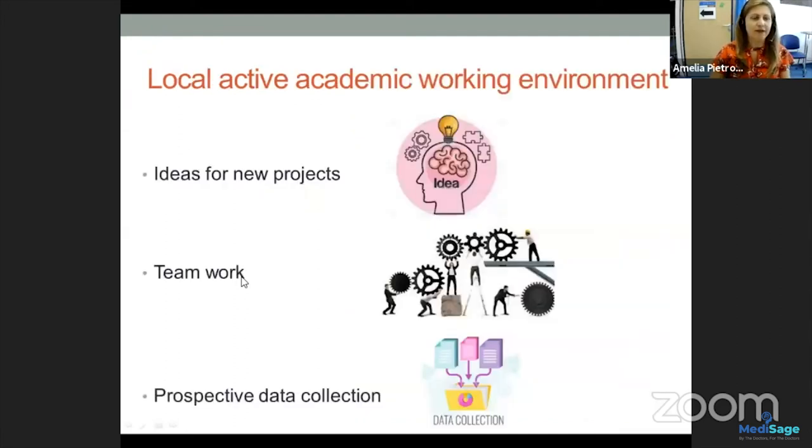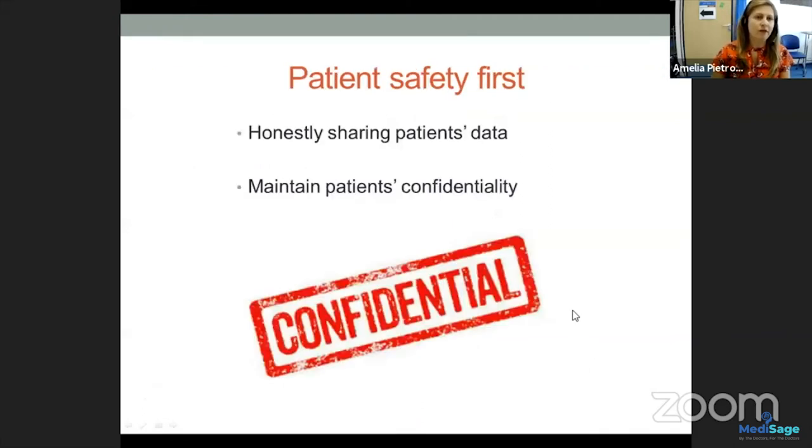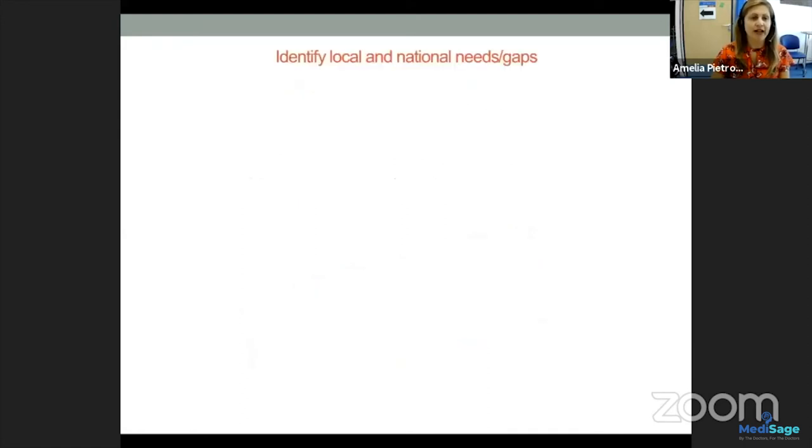So how to start? First of all, the best thing would be to work in a place where there is an active academic working environment. And why? Because clearly this is full of ideas for new projects, and there's good teamwork, and there's a good caseload that can allow you to use data for data collection. However, always remember that patient safety comes first. And in fact, sharing patient data needs to be done honestly, always respecting patient confidentiality.